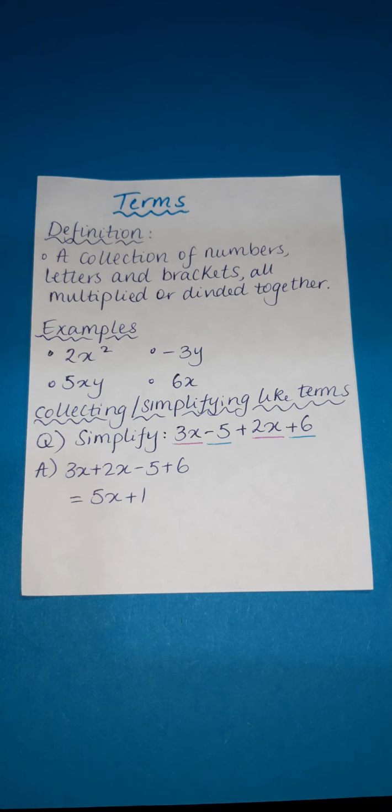Now if we look right at the bottom, it says collecting or simplifying like terms. Now the question is very simple. As we can see, the 3x and the 2x are underlined in pink, and the minus 5 and 6 are underlined in blue. And all we have to do to answer the question is put the x's together and the numbers together. So if we put the 3x and 2x together it makes 5x. If we put the minus 5 and 6 together, we get 1. And the answer is 5x plus 1.